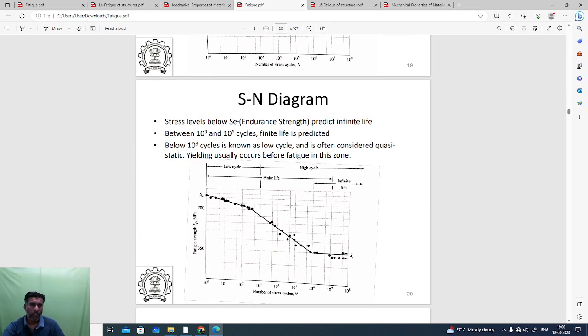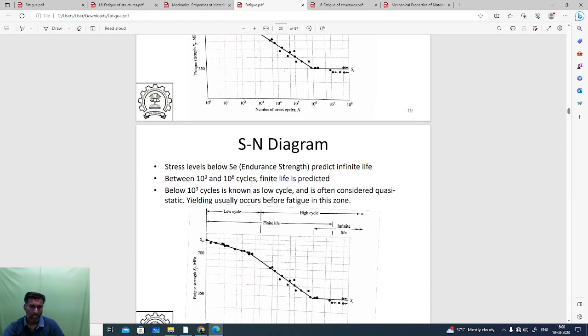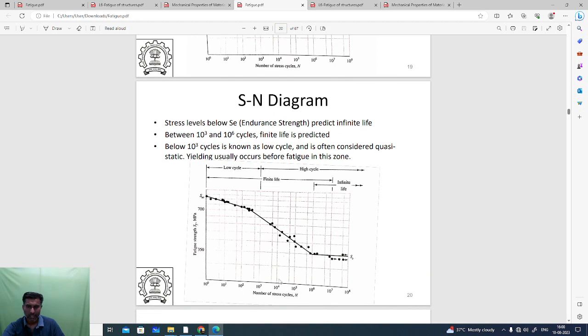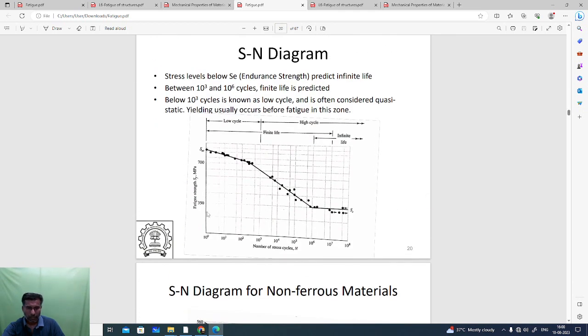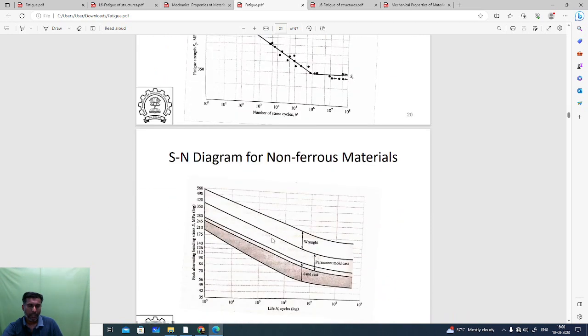Stress levels below S_e, the endurance strength, predict infinite life. Between 10 power 3 and 10 power 6 cycles, finite life is predicted. Below 10 power 3 cycles is known as low cycle, and it is often considered that quasi-static yielding usually occurs before fatigue in this zone. The same thing: fatigue strength against the number of cycles, here considering the endurance strength. In the strain-life method, it is not the stress but only the strain and the life of the material.